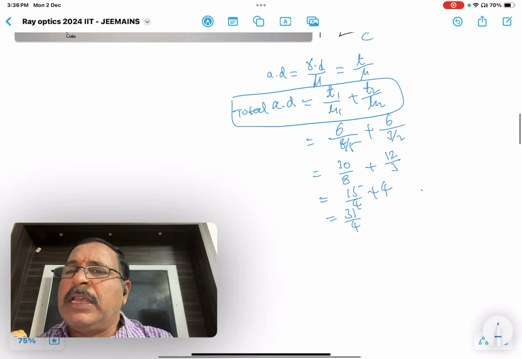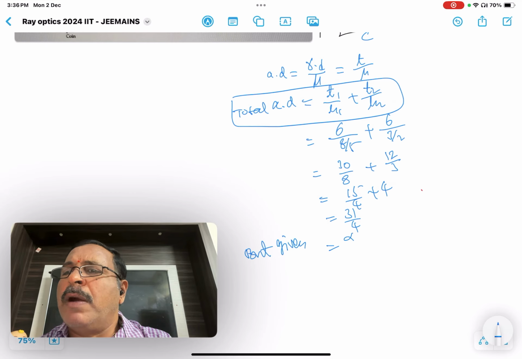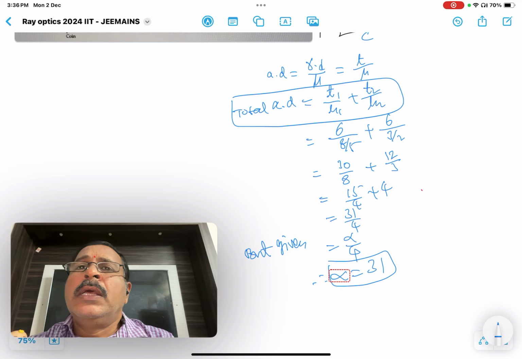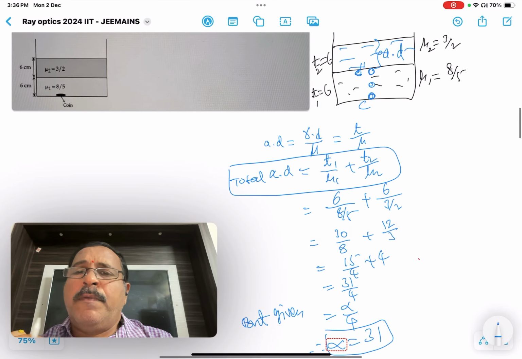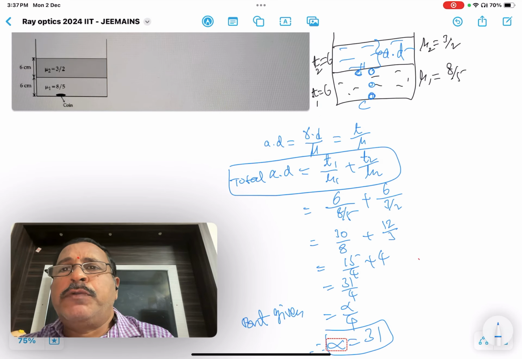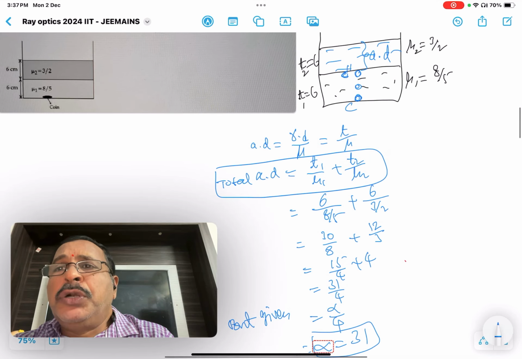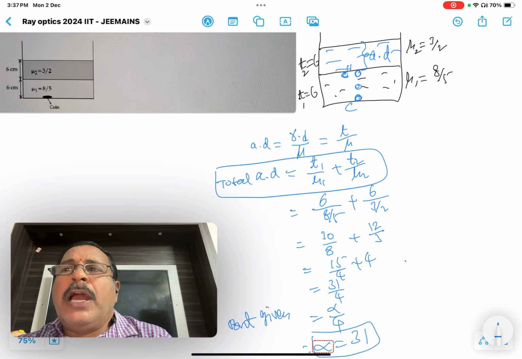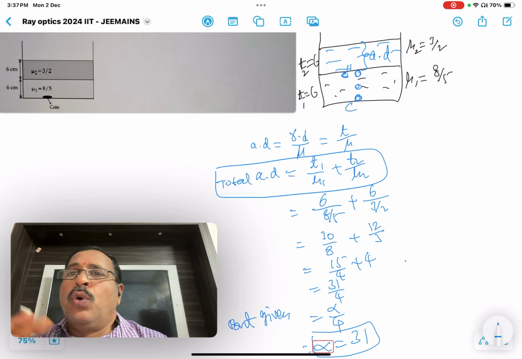But in this problem it is given as alpha by 4. Therefore, alpha equals 31. This is the answer. This is a numerical value based question. Actually, in section 1, 20 multiple choice questions will be given, with options, and you should choose the correct answer. And in section 2, 5 questions will be given, numerical value based. All 5 questions you have to attempt. No choice at all.